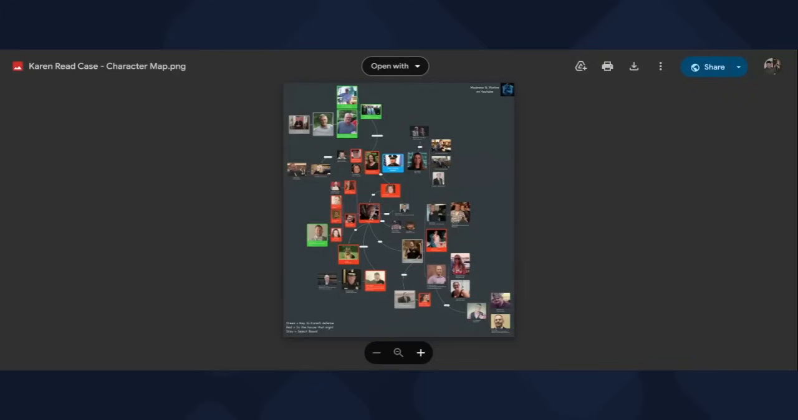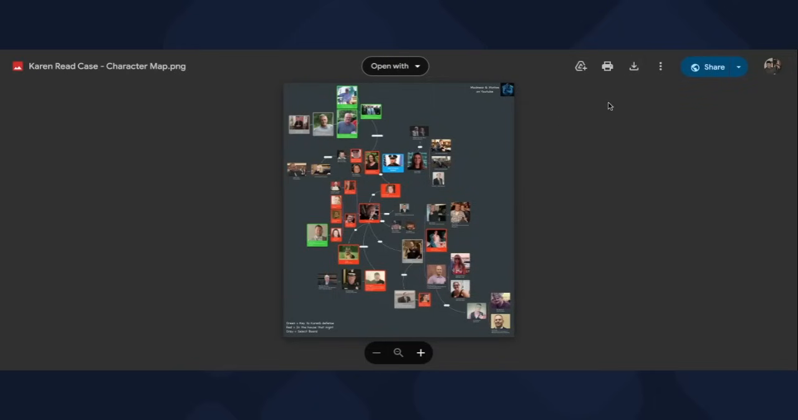And I wanted to leave you with one other resource. I did a previous video about this, but I want to make sure you have it if you don't. This is my character map of the Karen Reed case. It does not include all the players, but it includes most of the primary characters in this whole crazy story. And I've got this linked in the description as well, just like all the other charts. If I forgot to mention that, just go right to the video description and everything is there for you to click and look at, or in this case, you can just download it.